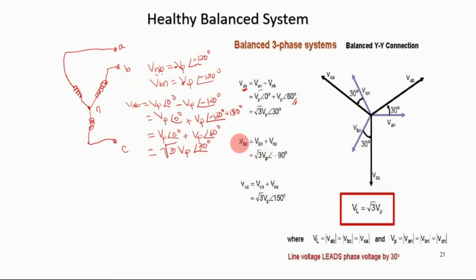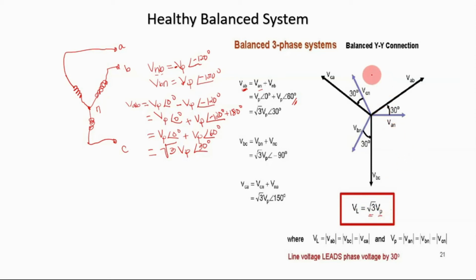Now, this process is common to V_BC and V_CA. How long is your phase voltage compared to the line voltage? You call V_AB, V_BC, V_CA the line-to-line voltage. So how long is that? The line voltage is actually equal to the square root of 3 times the phase voltage.